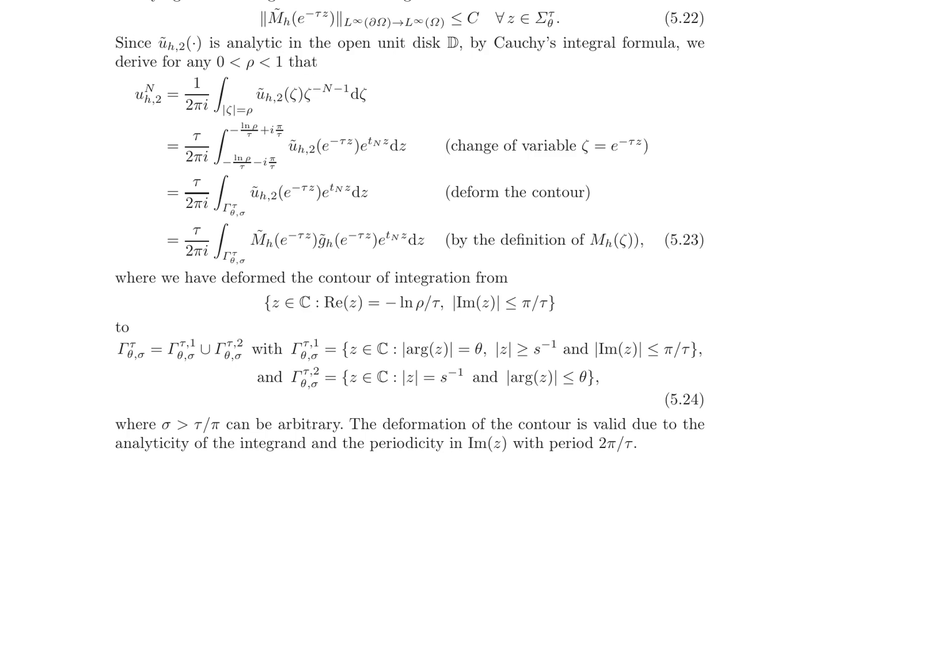This contour is deformed from a circle centered at the origin to a contour consisting of two parts, Γ_{1,θ,σ} and Γ_{2,θ,σ}, using the analyticity of the integrand and its periodicity in Im z. The final expression for u_{n,h,2} is given in equation 5.23, which involves an integral over Γ_{θ,σ} of the product of M_h(e^{τz}) and g_h(e^{τz}).